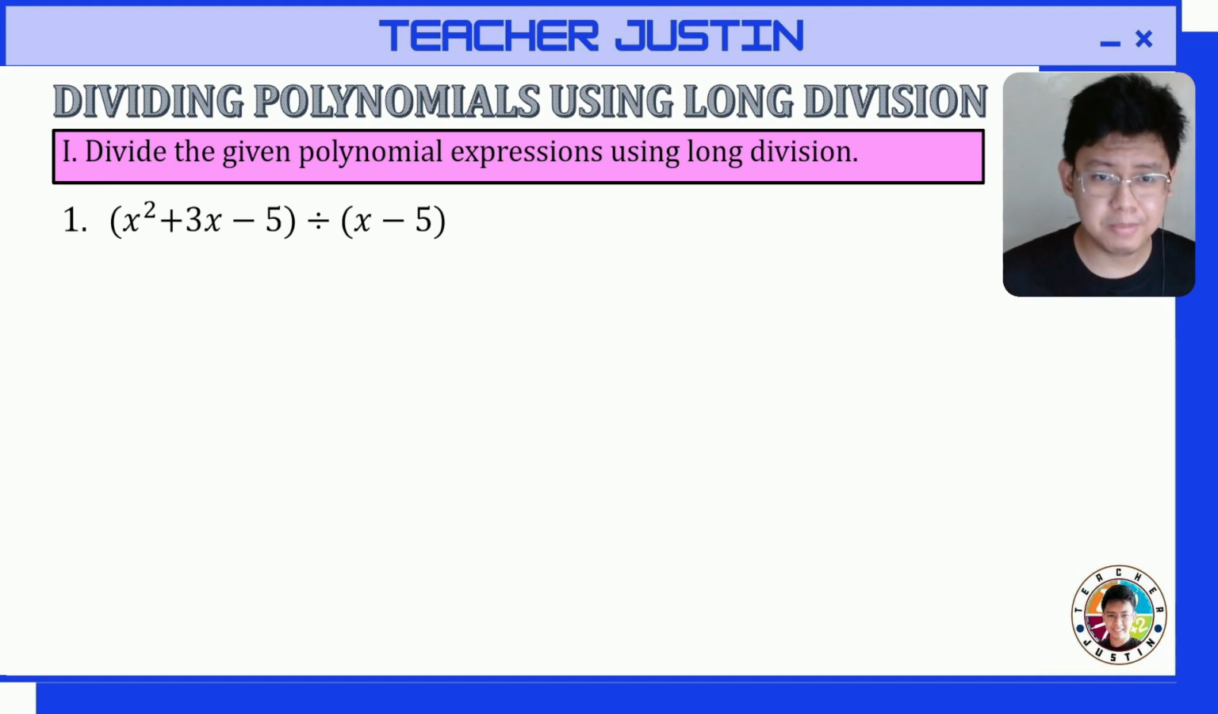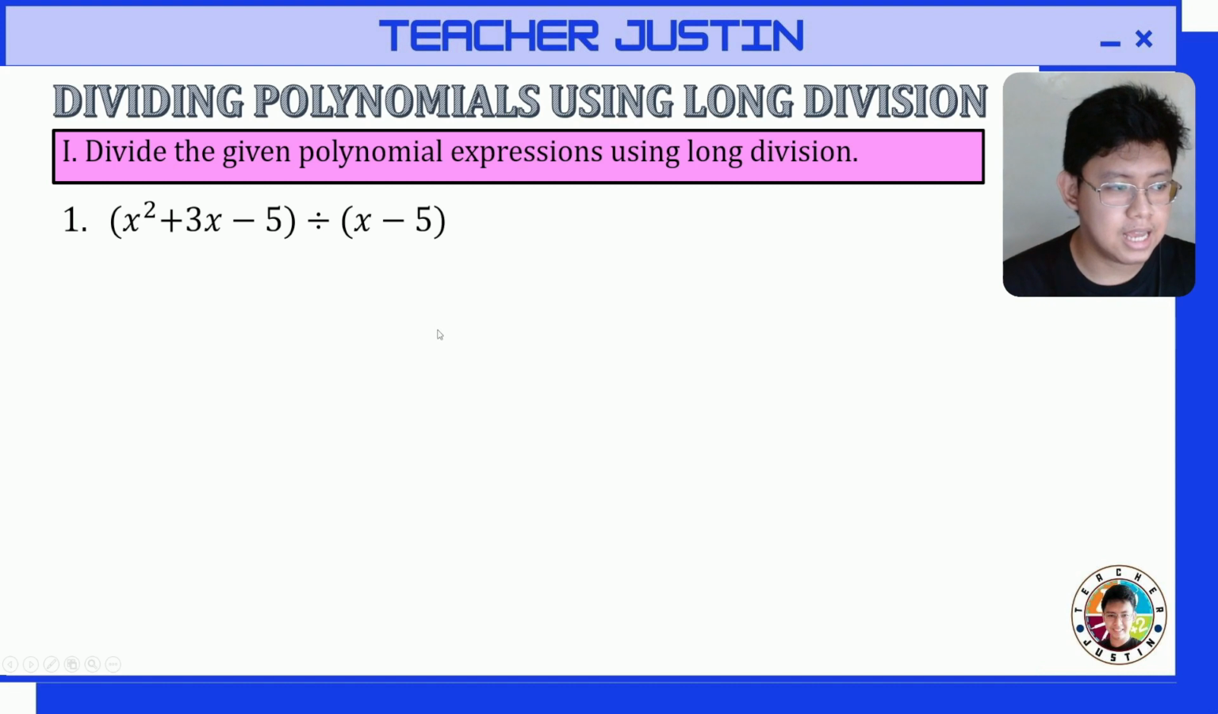So, paano nga ba mag-divide ng polynomial using long division? Our first step is for us to identify our dividend and our divisor. So, yung unang polynomial na mababanggit dito sa ating expression, that will be our dividend. And yung pagkatapos ng division symbol, that will be our divisor.